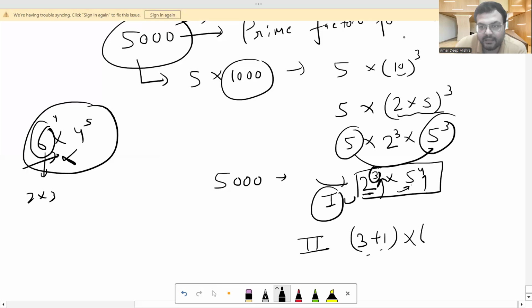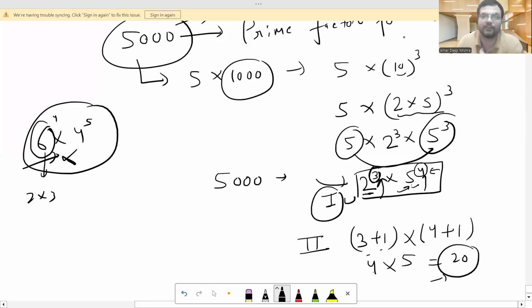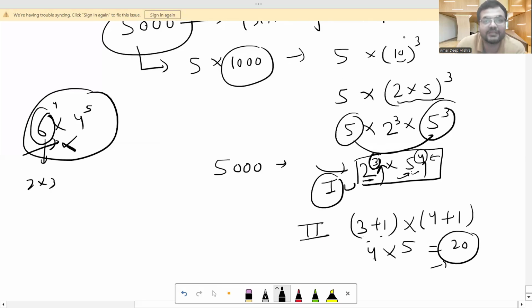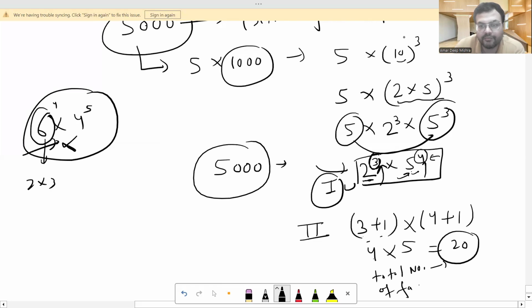Now multiply. Take the second bracket. In the second bracket, take the power of the next prime number, 5. That is 4 here. So take this 4 and add 1. Okay. Now 3 plus 1 is what? 4. And 4 plus 1 is what? That is 5. So 4 into 5, you will get how much? 20. This is the total number of factors. Total number of factors of which number? Of 5,000. Let me write here. Total number of factors of 5,000.